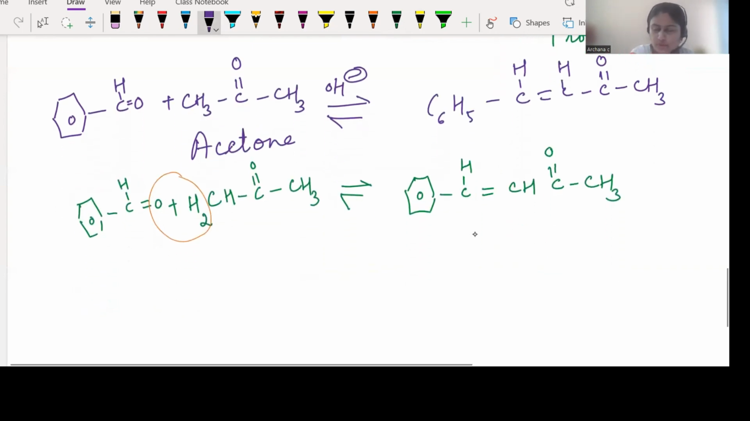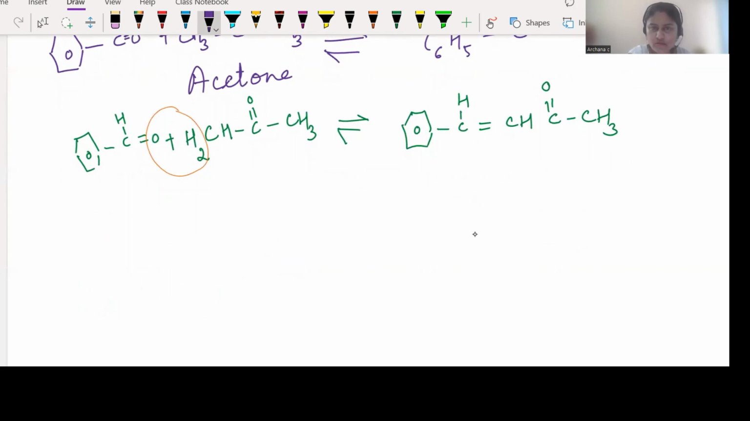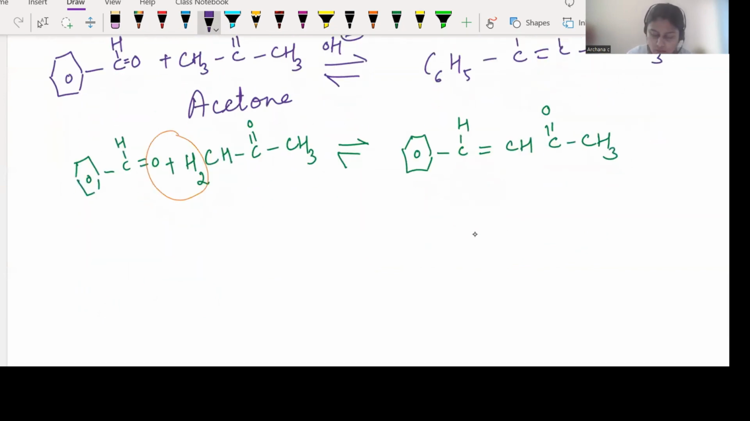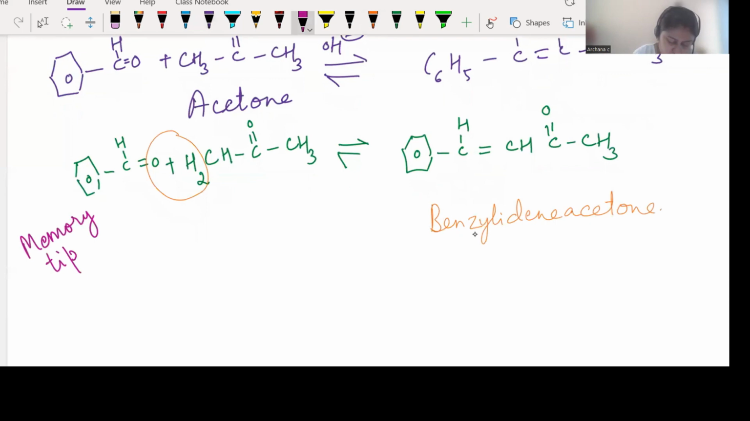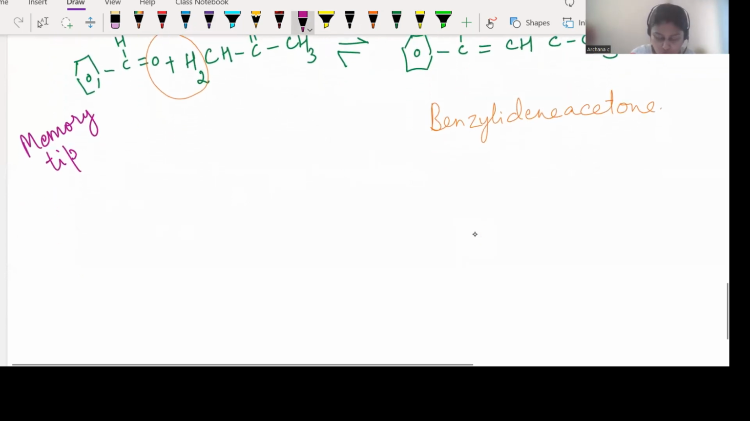So let's practice. The name of this compound is benzylidene acetone. This is the memory technique. So if you just remember to remove the water molecule, you can easily write the final product of this particular reaction. So let us practice.